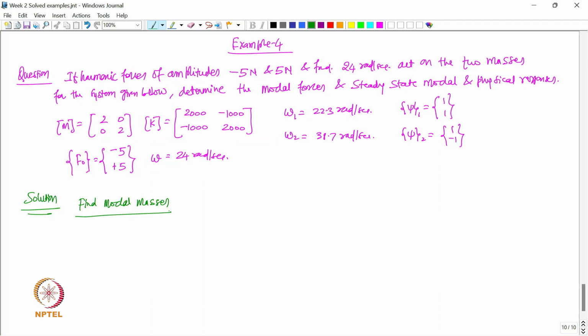To find modal masses, what are modal masses? The modal mass matrix is written as diagonal MR matrix, and that is equal to, we need to take the transpose of psi matrix, mass matrix and psi matrix, correct. And what is psi basically? Psi is the eigenvector matrix.